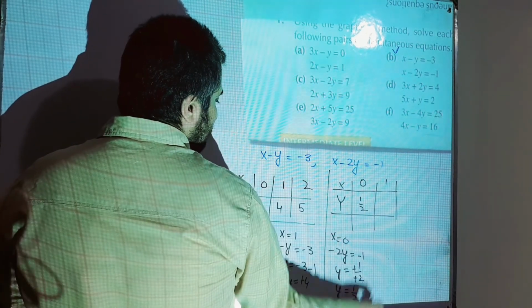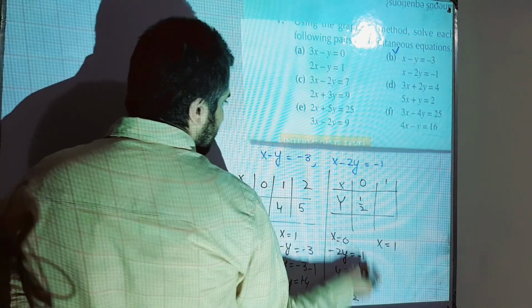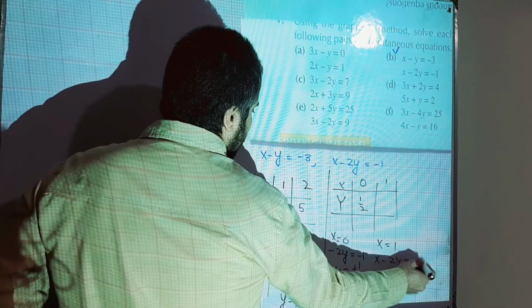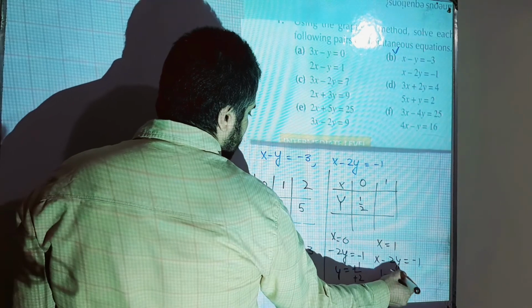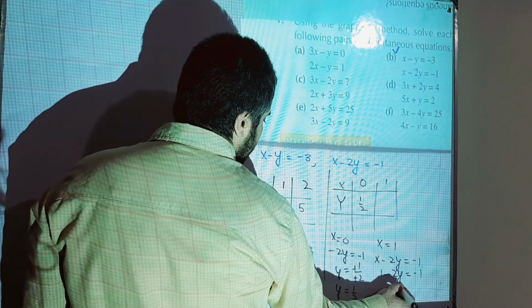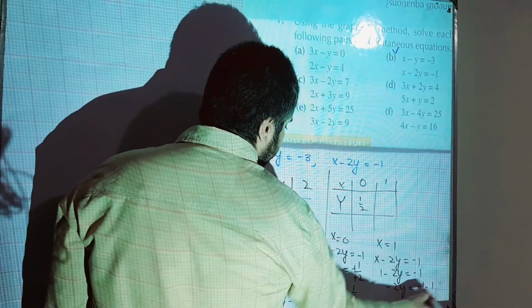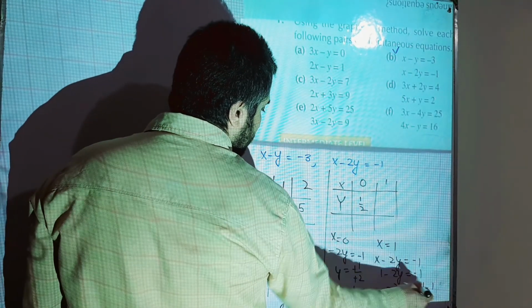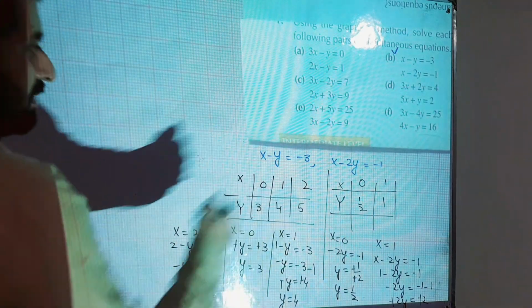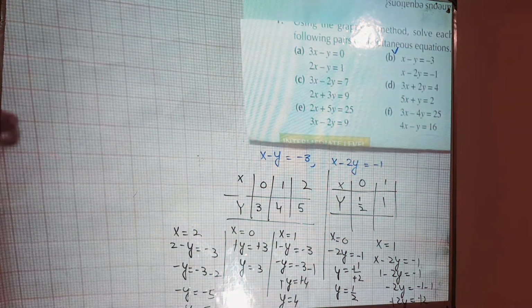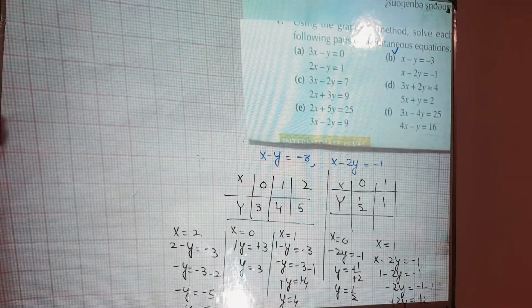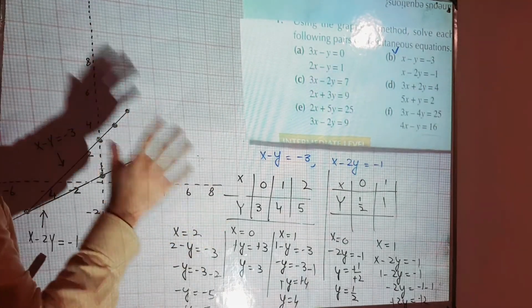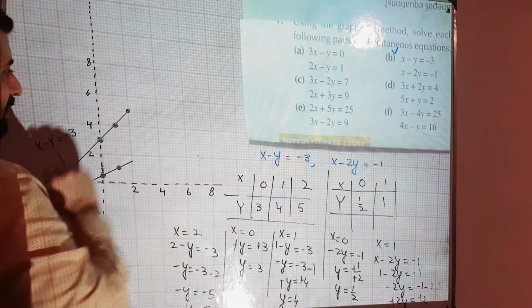When x is 1, use x as 1. It will be x minus 2y equal to minus 1. So 1 minus 2y equal to minus 1. From here, minus 2y equal to minus 1 minus 1. Minus 2y will be equal to minus 2. Cancel minus on both the sides. 2 over 2 will give you y equal to 1. This is how you are going to get the coordinates of the points for both these equations. Now after finding the set of points for each equation, you can plot the graph.